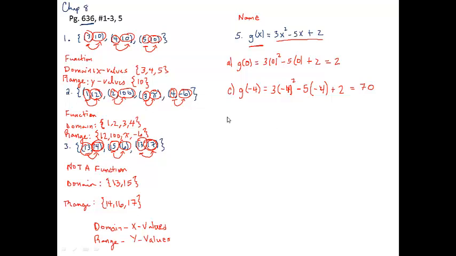Awesome. And let's try D. It says g of b. So who's being replaced? The x with what? B. Therefore, everywhere I see an x, I'm going to put a b instead. So it's 3b squared minus 5b plus 2. And of course, you can leave your answer just like this.